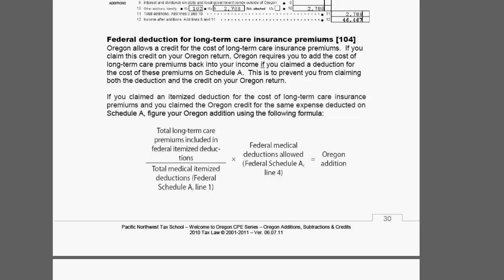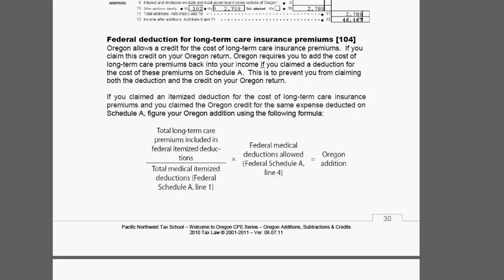If you claimed an itemized deduction for the cost of long-term care insurance premiums and you claimed an Oregon credit for the same expense deducted on Schedule A, figure your Oregon addition using the following formula. This formula is different than other formulas that are there for additions because it isn't what you might expect, that if you claimed a credit for long-term care insurance premiums, whatever amount of qualifying expense you use for the credit will be the addition on the federal. It's not that way at all. They have you do a formula that gives you a lower number. So it's to the benefit of the client, really, that this formula works the way it does.